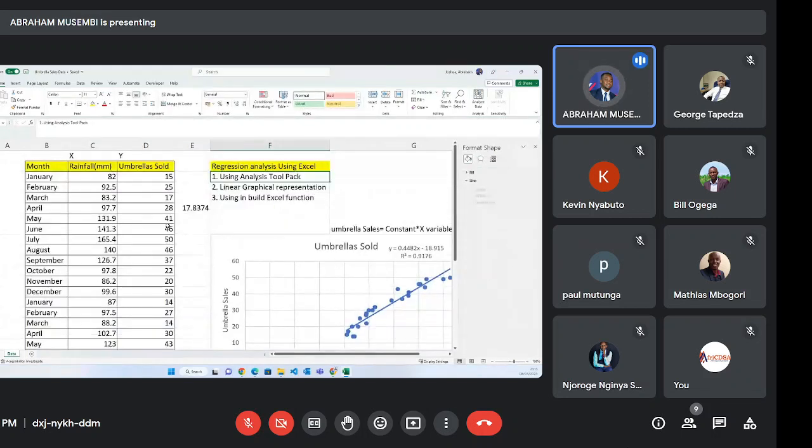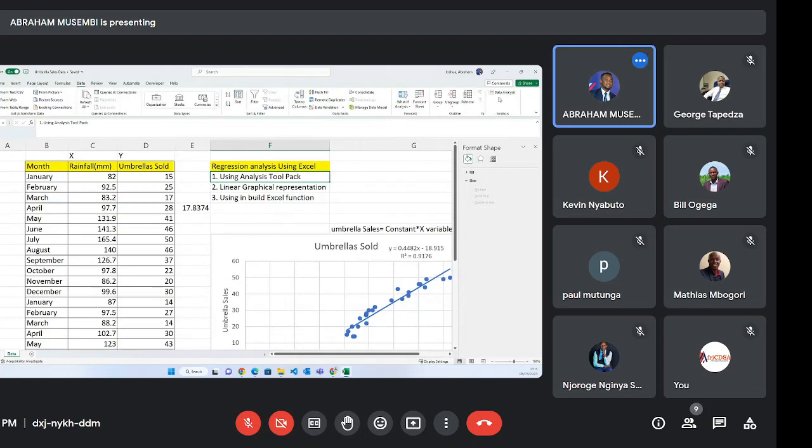So for analysis toolpack, we are going now to use the data analysis toolpack, which we added on our Excel. Remember us adding this tool. Okay. So under this data analysis tool, we are going to do what? We are going to now perform the regression.